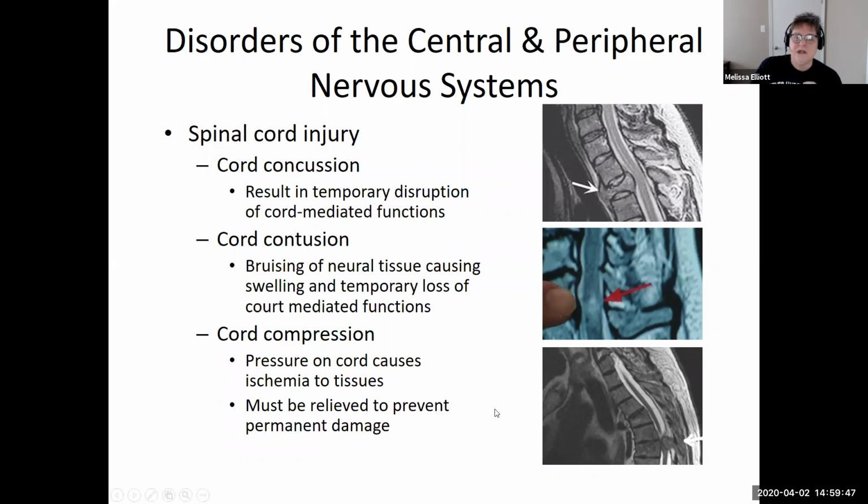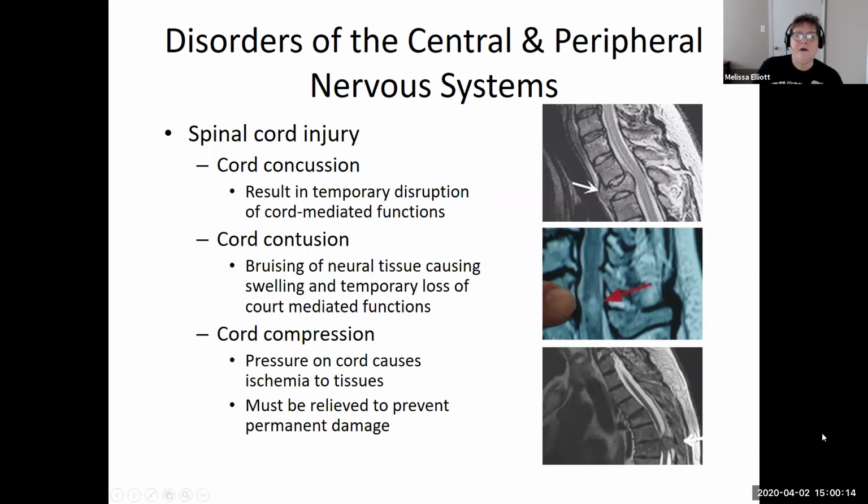Cord compression is where we press on the cord that causes some kind of ischemia. So here we're pressing on the cord, and that cord now is not getting good blood flow. This can lead to damage of the cord, and that damage can actually be permanent. If it's not relieved, that damage will then cause the cord itself not to be able to send messages from the point of the damage on.